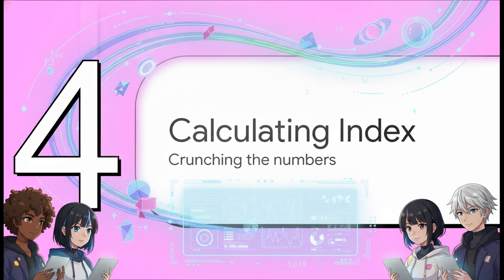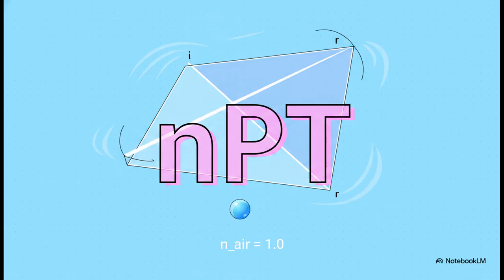Let's crunch those numbers in section 4, calculating the refractive index. Our ultimate goal for this whole explainer is nailing down this one specific unknown variable, NPT. That stands for the index of refraction for our plastic trapezoid. Now, we already know the index of the air outside is right around 1.0, and we've just measured our angles with a protractor, so now we just have to solve for our one specific piece of plastic.